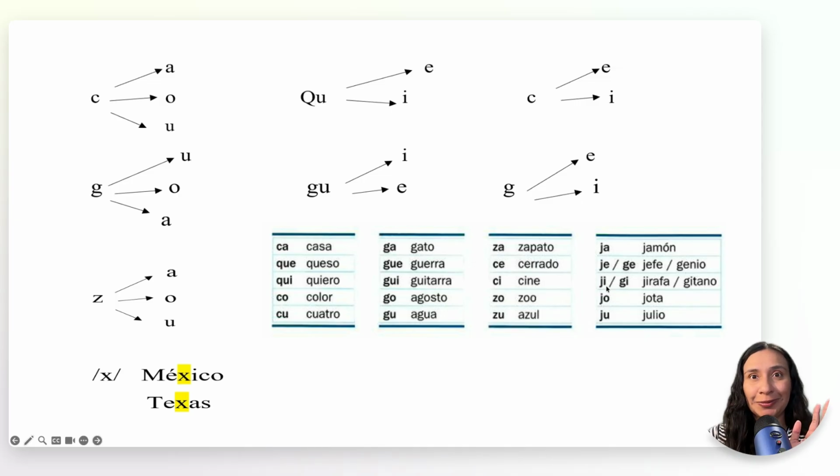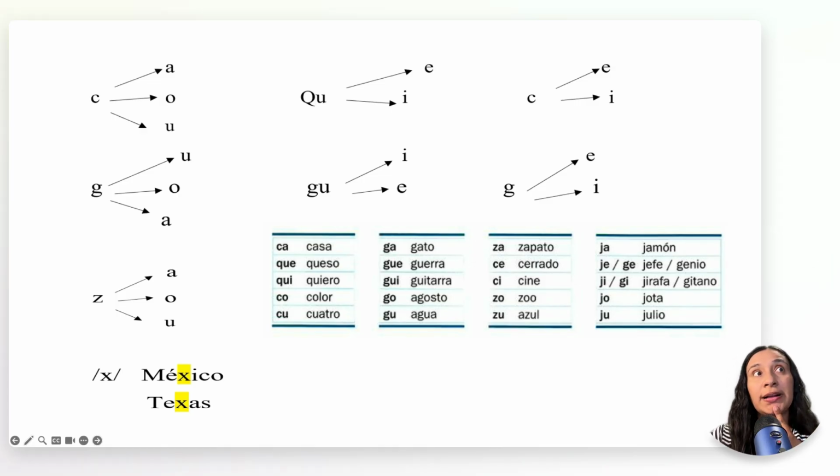Gi, he, he, he. So that sound, ge and gi, is G-U-I, G-U-E, what we have in this part. Okay, so keep that in mind. Ga, gato, ge, guerra, gi, guitarra, go, agosto, gu, agua.